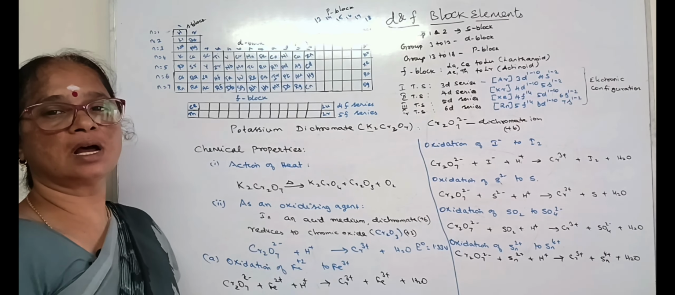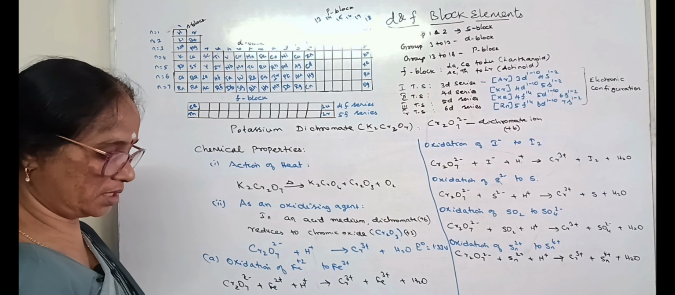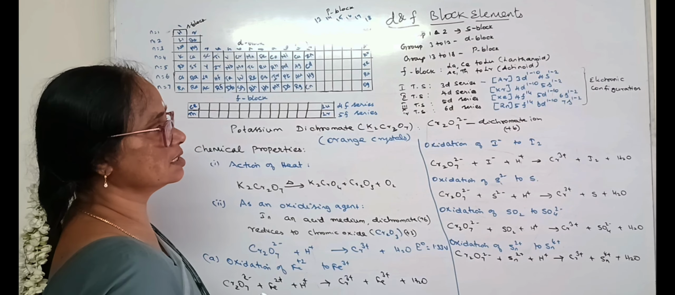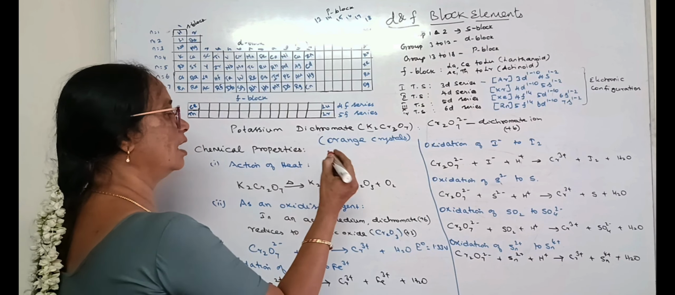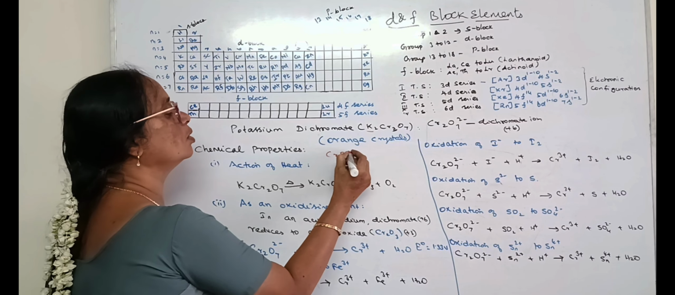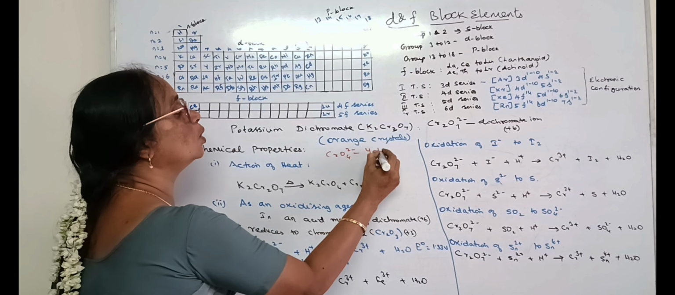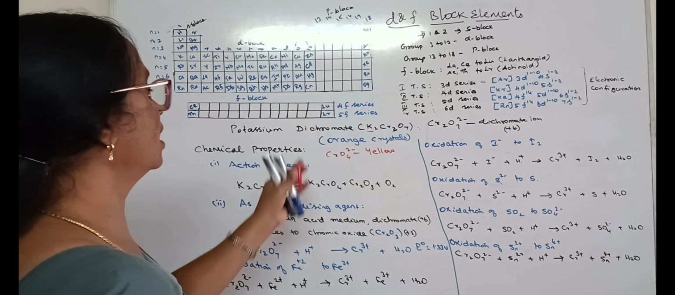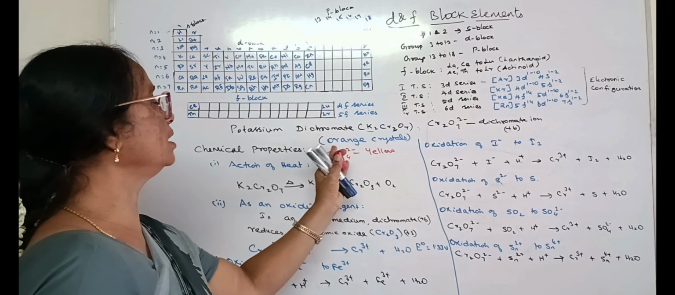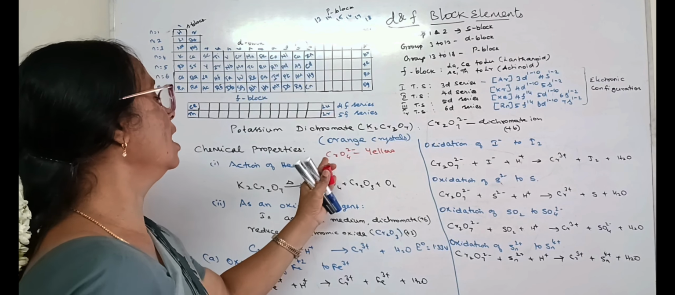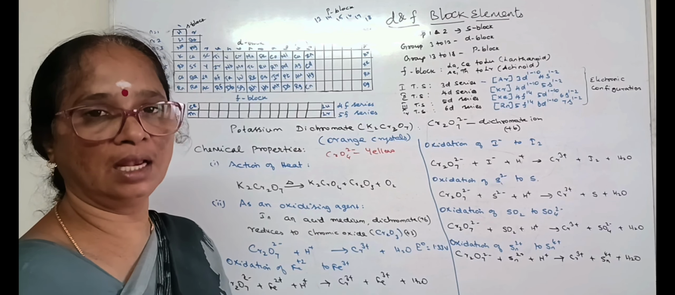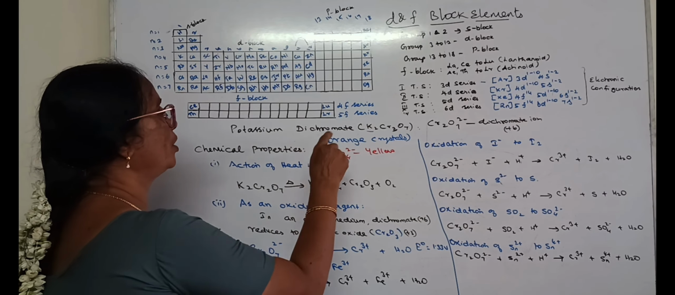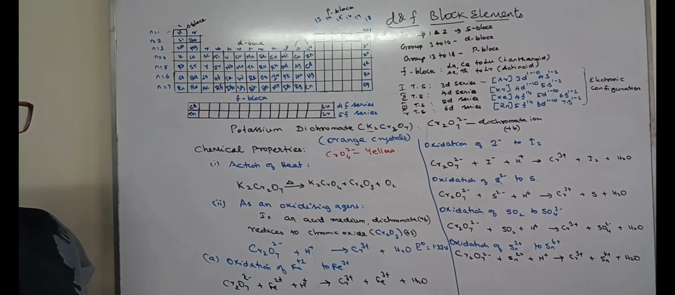Chemical properties of potassium dichromate. The color of potassium dichromate is orange crystal, and chromate is yellow colored crystal. So we just have to remember the color of the crystals. Dichromate is in orange colored crystals and chromate is in yellow colored crystals. Okay, now let us find the chemical properties of potassium dichromate.